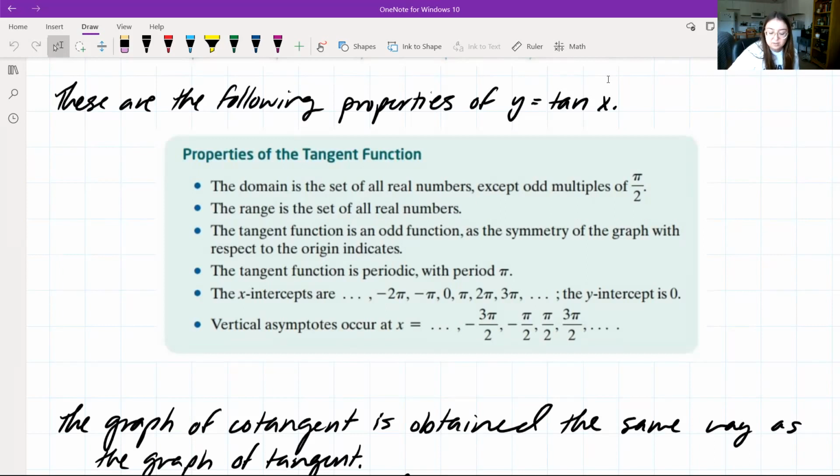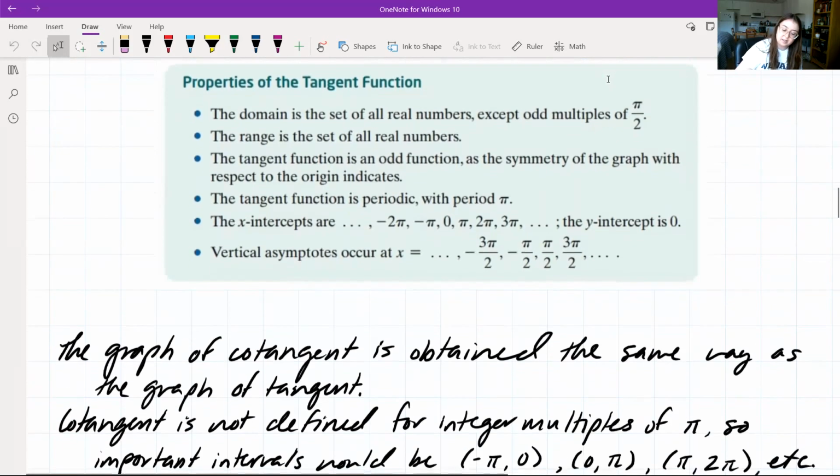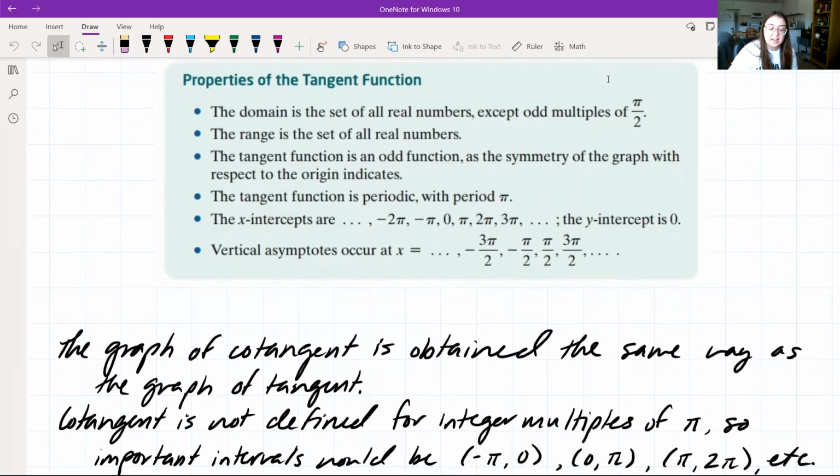X-intercepts are going to be -2 pi, -pi, 0, pi, 2 pi, 3 pi. The y-intercept ends up being 0. Vertical asymptotes will then occur at x equals -3 pi over 2, -pi over 2, pi over 2, 3 pi over 2, and so on. So these are the properties of tangent.